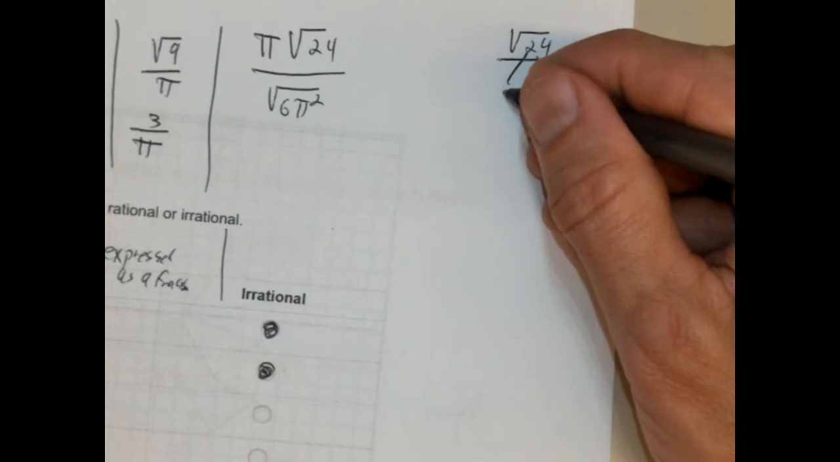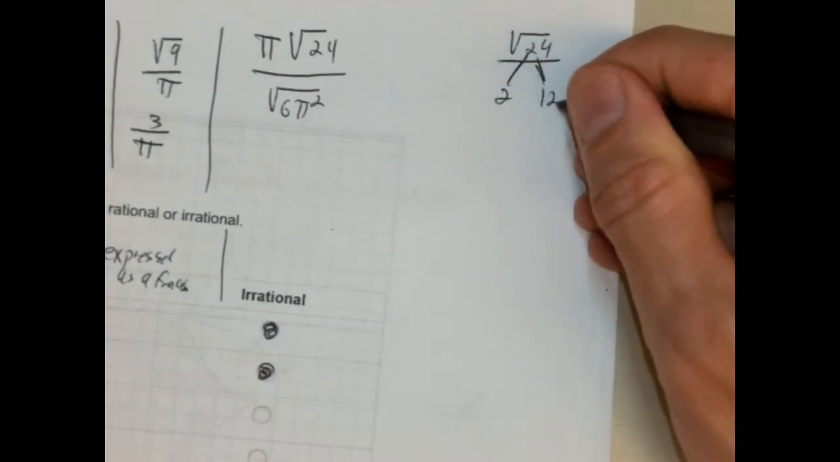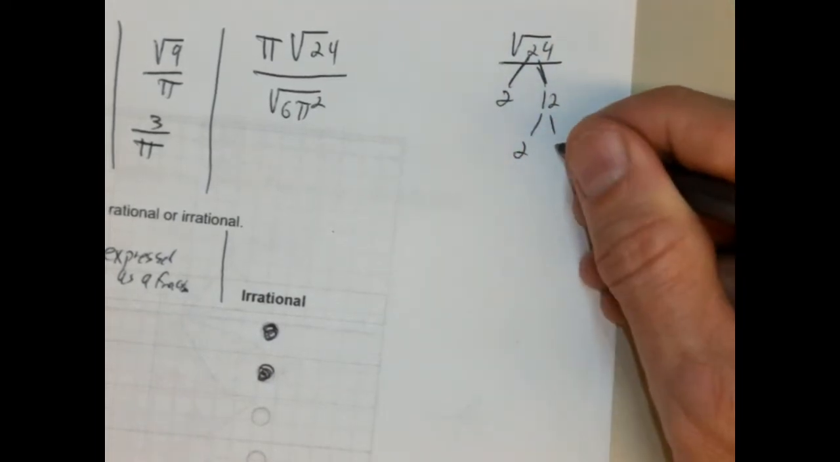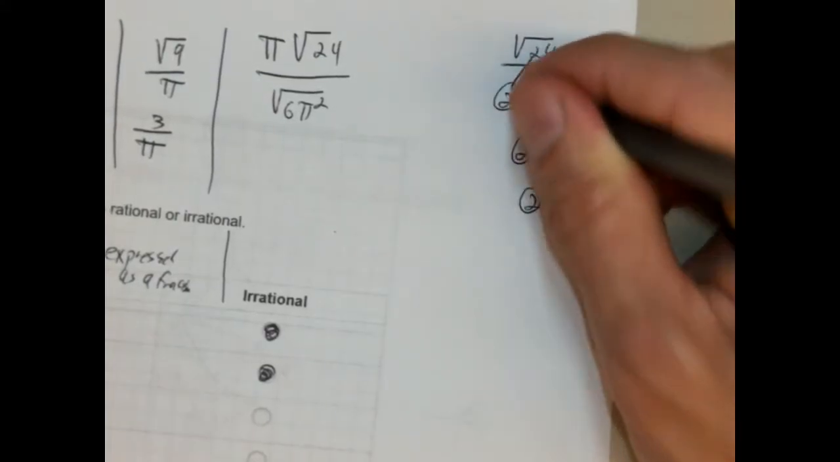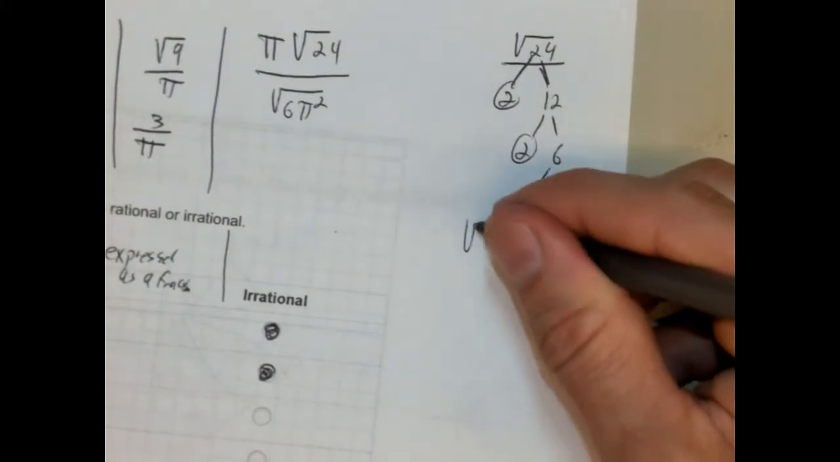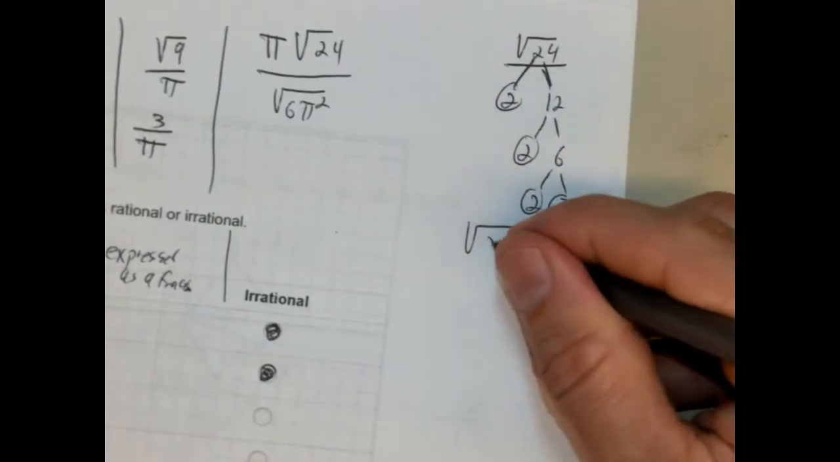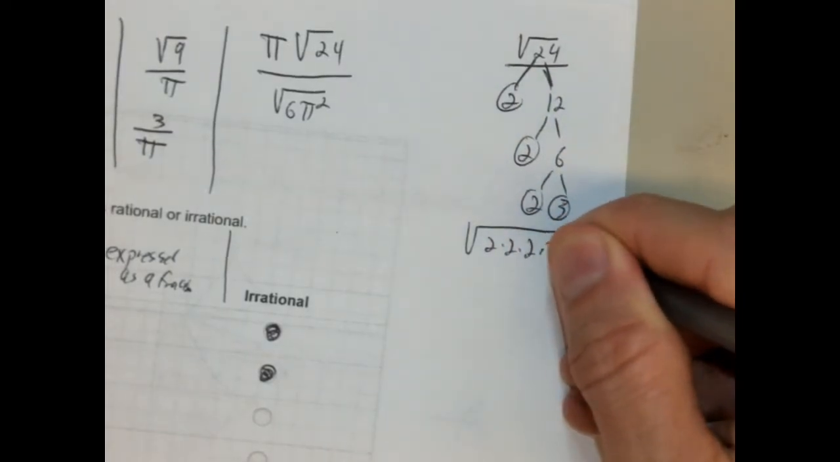So let's go ahead and break these down into factors. 2 goes into 24 12 times, 2 goes into 12 6 times, and then 6 has 2 and 3. So those are all our prime factors. Okay. So let's change radical 24 to this: 2 times 2 times 2 times 3. And hopefully this rings a bell.